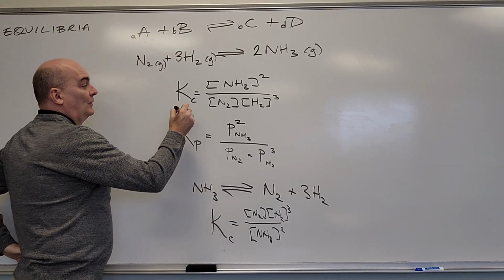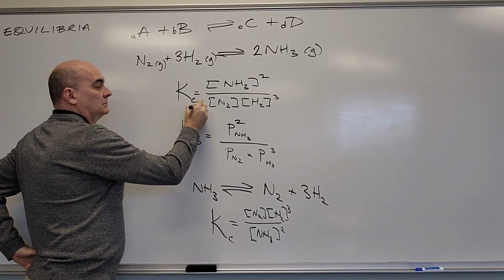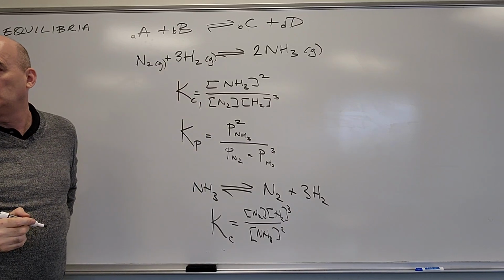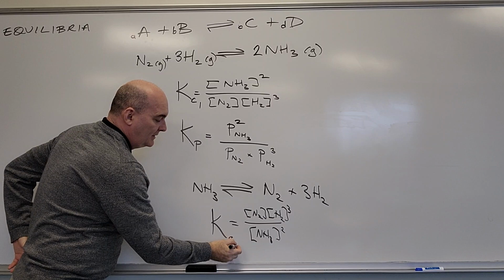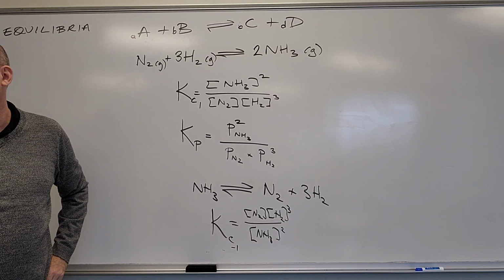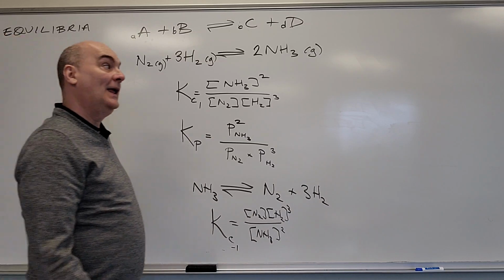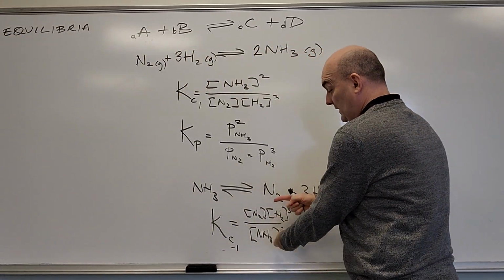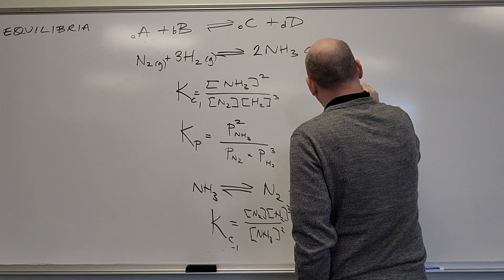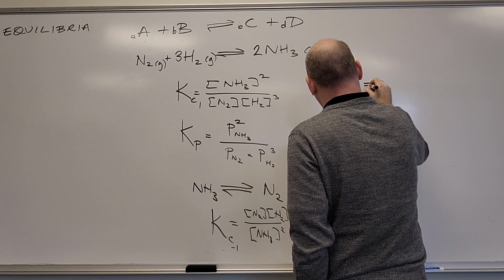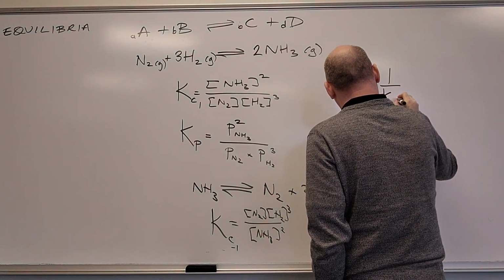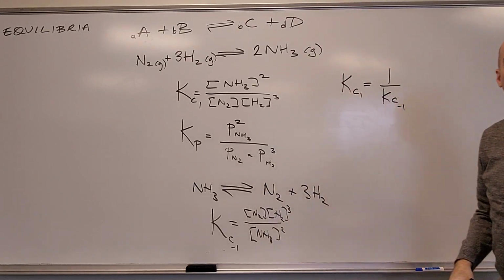So if we called this reaction 1, this would be minus 1, because they're going in the opposite directions. And because this one is upside down in comparison to that one, the value of Kc1 is equal to 1 over the value of Kc minus 1. They're the reciprocal of each other.